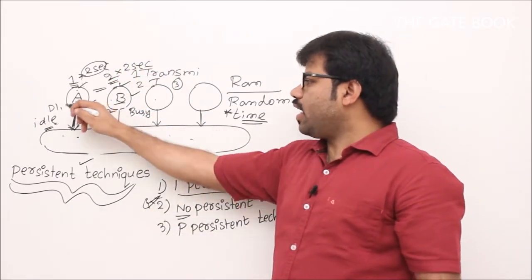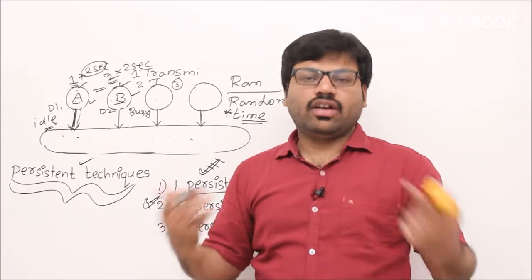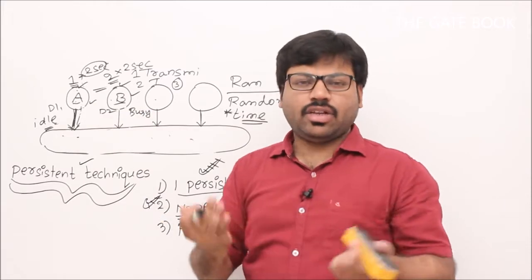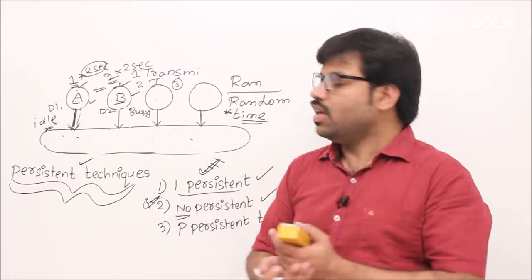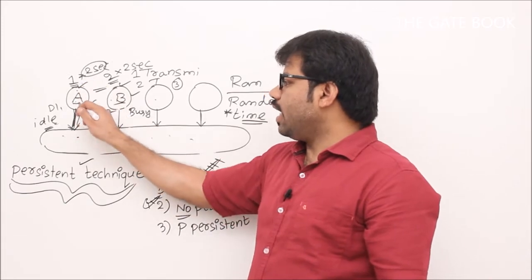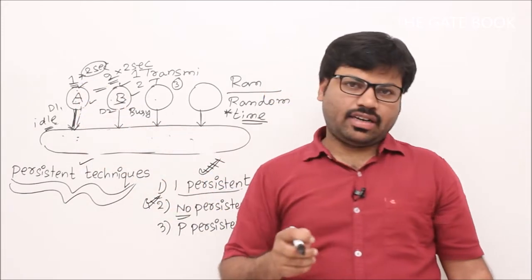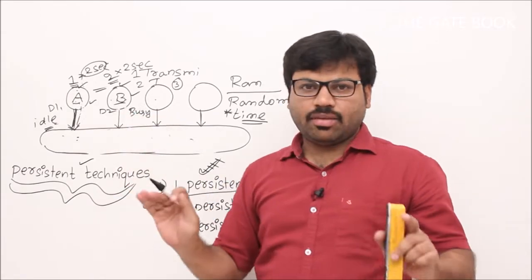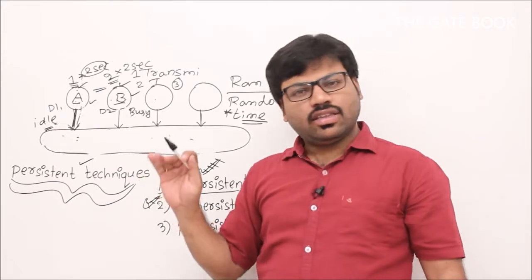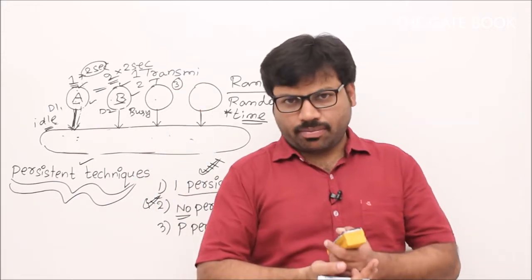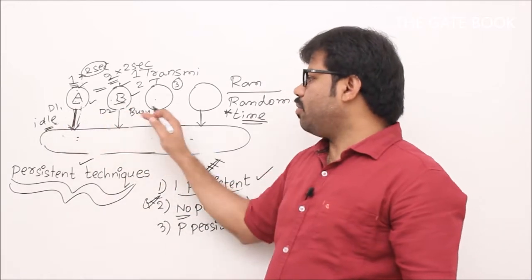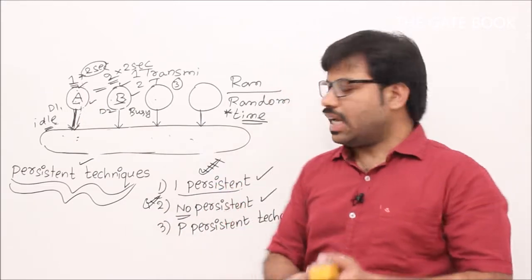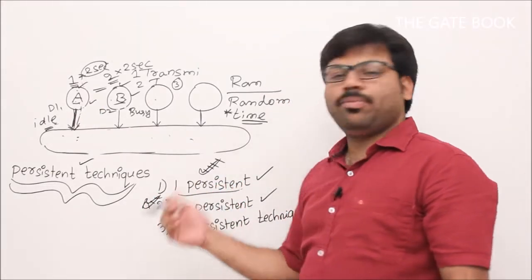So A and B are both going to wait for different times, correct? That's why there will not be a collision next time. There is a very low chance of getting a collision. After 2 seconds A will try, after 4 seconds B will try. That's why they are not trying at the same time. Remember, after trying, if the channel is busy again, they are going to wait for some random amount of time again. That random amount of time is not constant or the same, so it depends on the system. In that way, the non-persistent technique can be implemented.